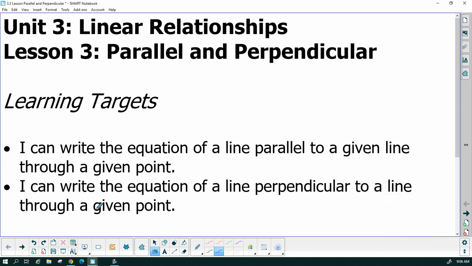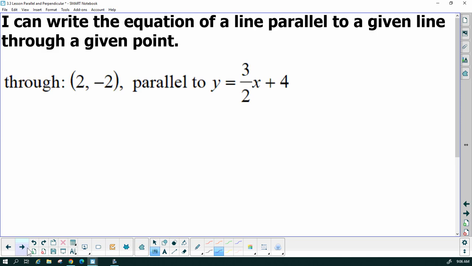Hey, today we're going to talk about slopes of lines, and this time we're going to talk about parallel and perpendicular lines and what happens with their slope. So when I look at the equation of a line, which is in this form, we can find the slope pretty easily. It is the number in front of x, so the slope of this line is 3 over 2.